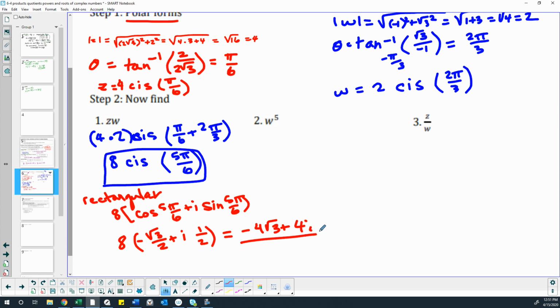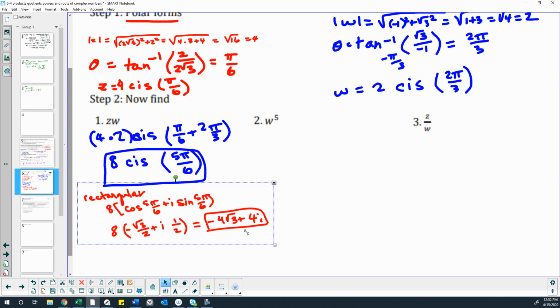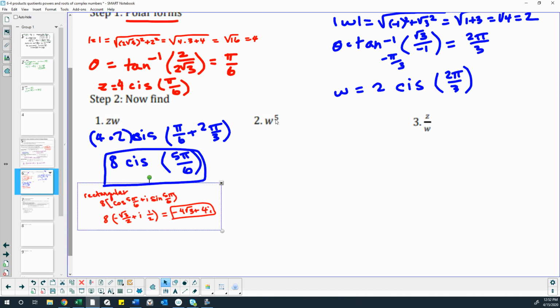So there's the rectangular form, just in case we wanted to take it from rectangular form, solve it, and then put it back in rectangular form. I don't remember if it asks you to do that or not.